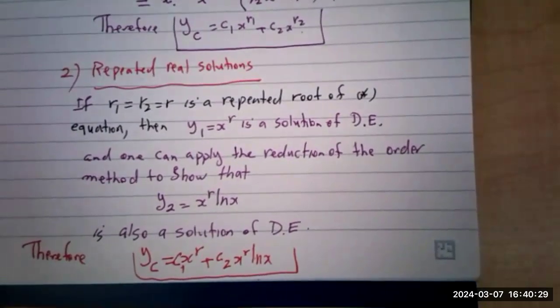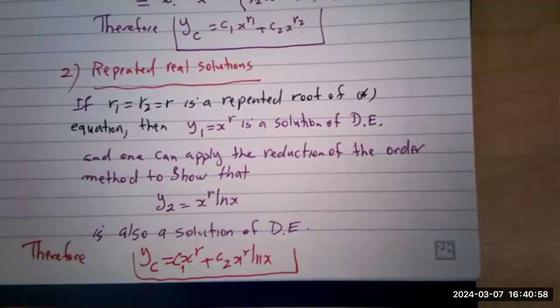Any question? Why is y2 x to the r ln x? It's because the solutions are repeated. You can prove it yourself. You know the formula.